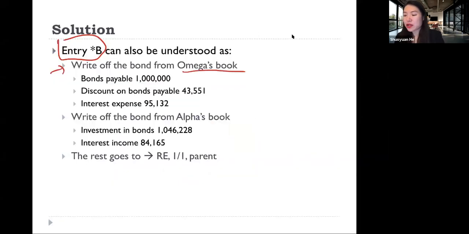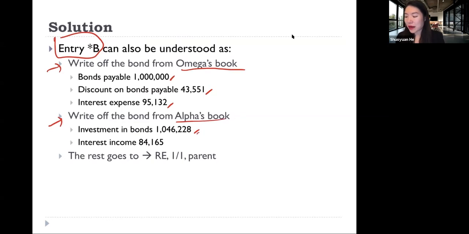So on Omega's books, we write off bonds payable of 1 million, write off discount on bond payable of 43,551, and write off the interest expense recorded, which is 95,132. And then we also need to write off the bond from Alpha's books: the investment in bond, the ending balance 1,046,228, and the interest income recorded, which is 94,165. So we write off everything from those two firms' books, so that nothing related to this bond would appear in the consolidated total numbers. And then it is not going to be balanced. So in order for it to balance, whatever amount is left just goes to the retained earnings for the parent at the beginning of the year.